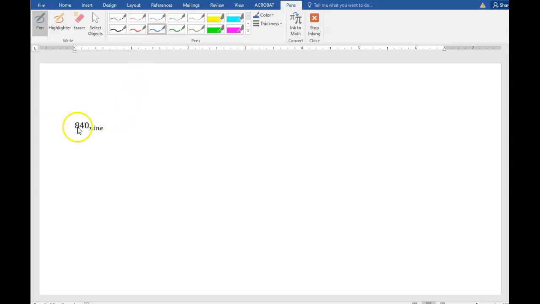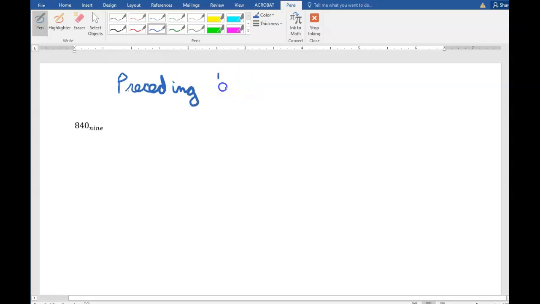In this one, we're wanting to look at the preceding and succeeding numerals of each value. And I don't know why my pen is wanting to go so slow, but it is, and my handwriting is awful at the moment. So we're wanting to know the number ahead of and behind 840 base 9.